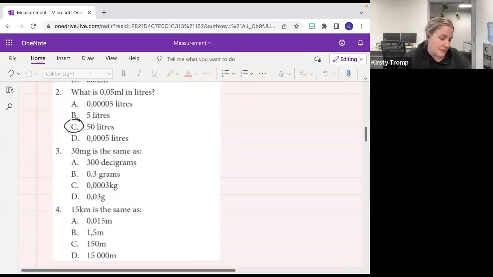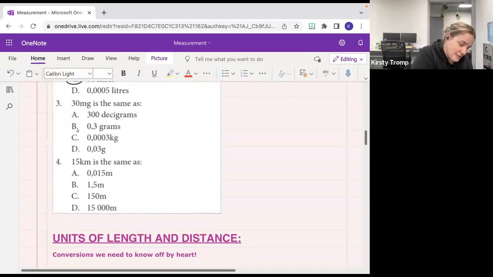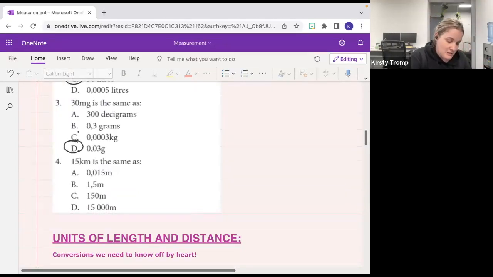Number 3, 30 milligrams is the same as D, 0,03 grams. And finally, a nice easy one for you. Number 4, 15 kilometers is the same as 15,000 meters. So if you got all of those right, congratulations. 4 out of 4, well done.